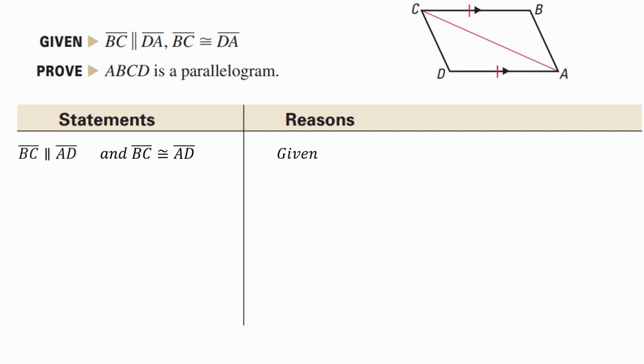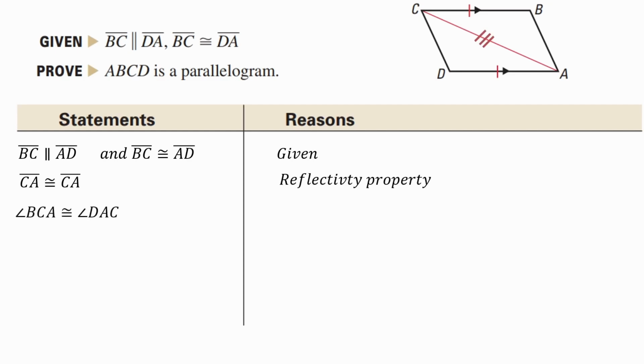So let's start with just our given information. Line BC is parallel to line AD, and line BC is congruent to line AD. We also see that there is a line that is the diagonal of this. So we know that line AC is congruent to line CA. That is just the reflexive property. I gave it 3 marks here to indicate that the lines are congruent to each other.